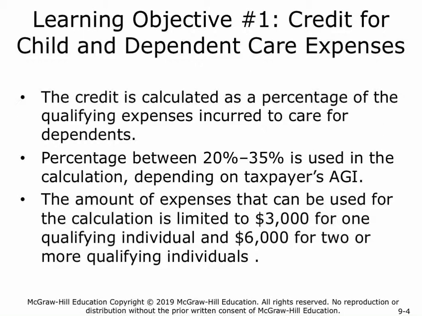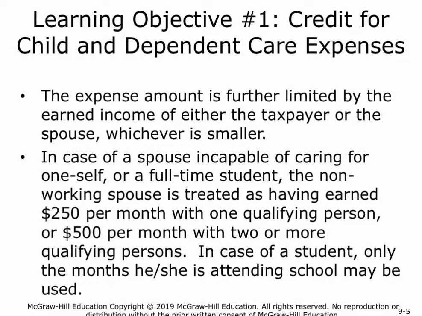The expense is also going to be limited by the amount of income in which the taxpayers earn. So for a joint filer, the amount of expenses will be limited by the amount of income for whichever spouse has the smaller income.